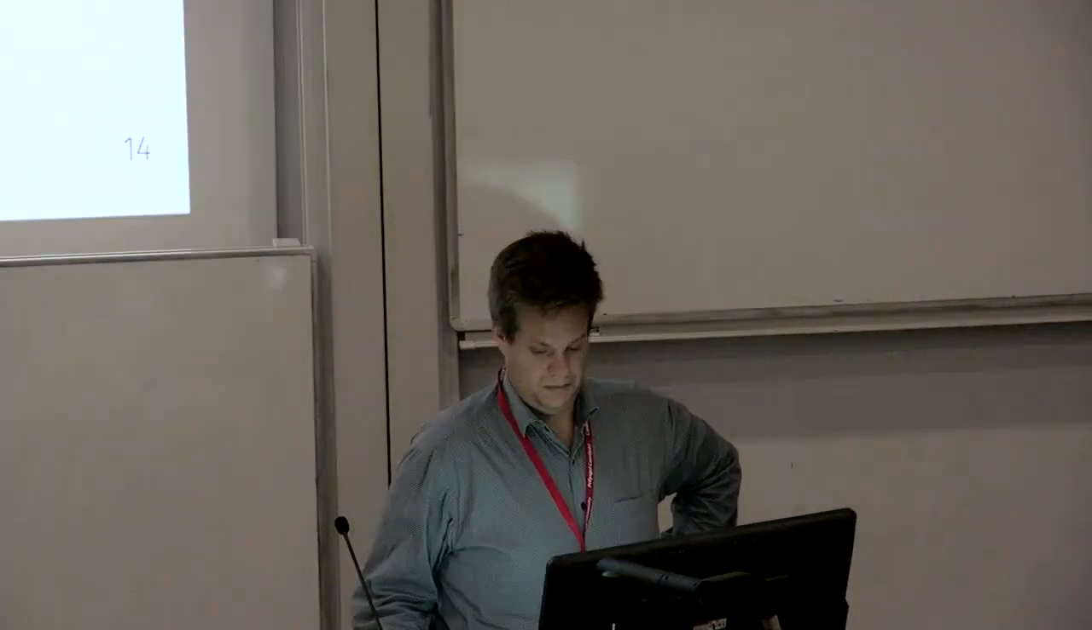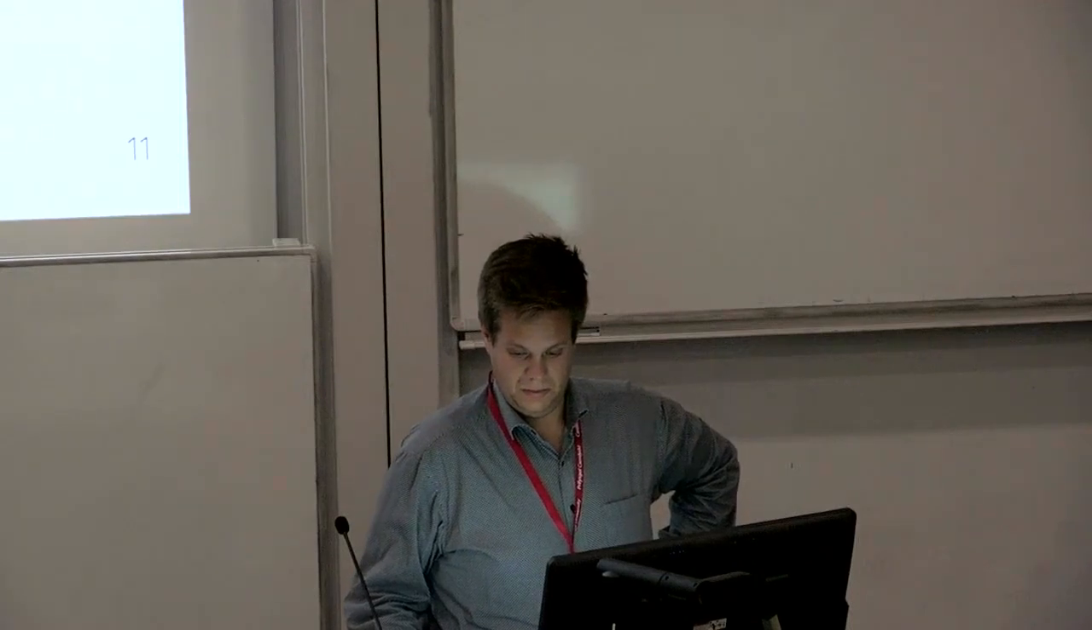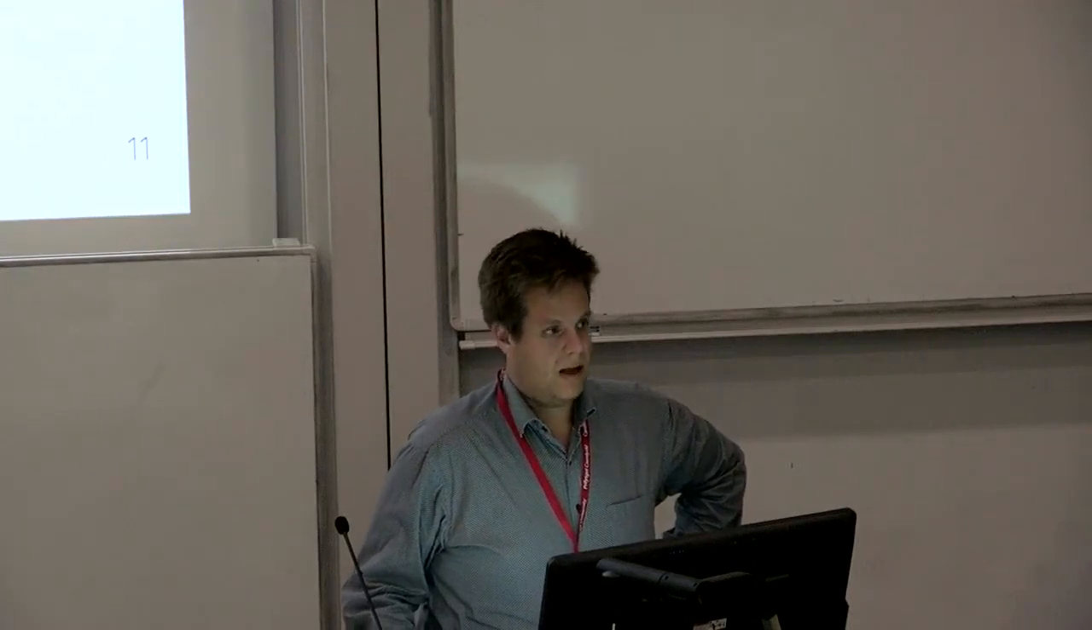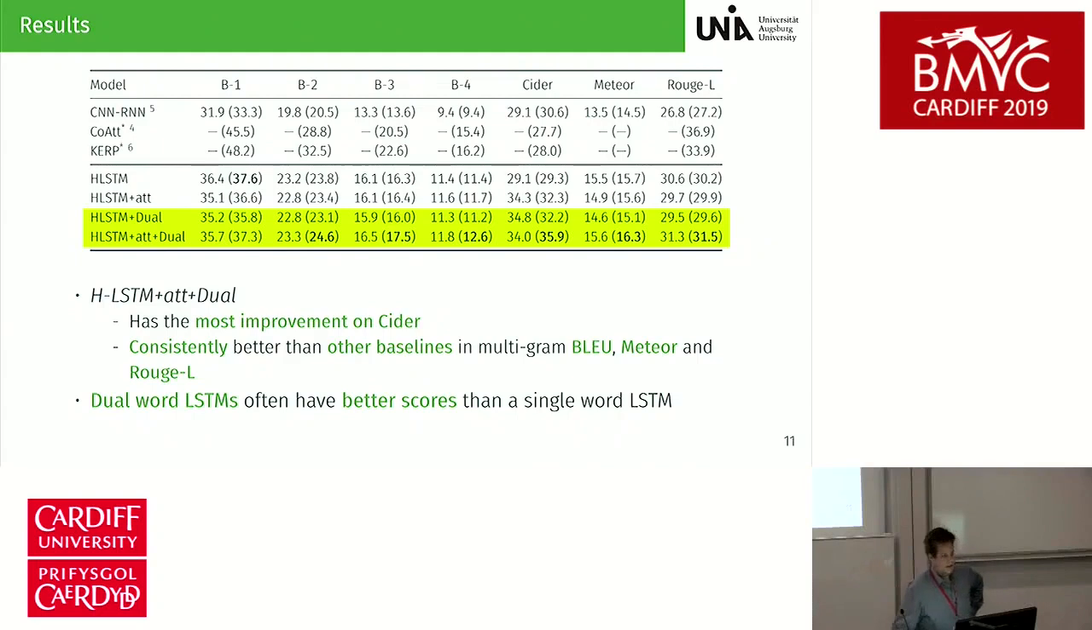Just a quick question about the performance table. You had some numbers in parentheses. I couldn't understand, what's the difference between those? The parentheses are the scores on the test set, and the other ones are on the validation set. So we selected our models on the validation set, and these are just the scores on the test set. I see. Thank you.